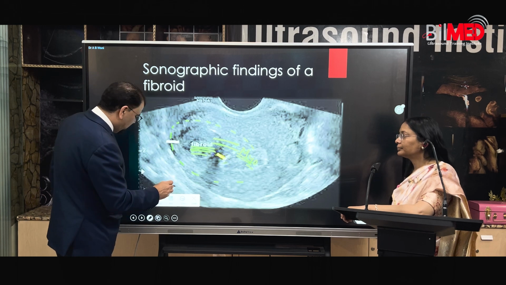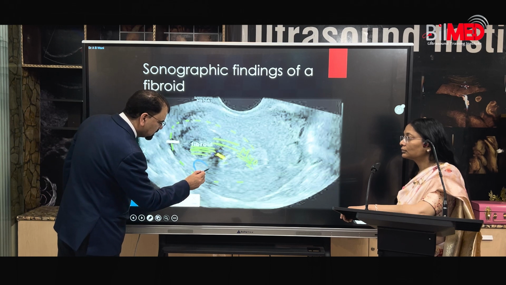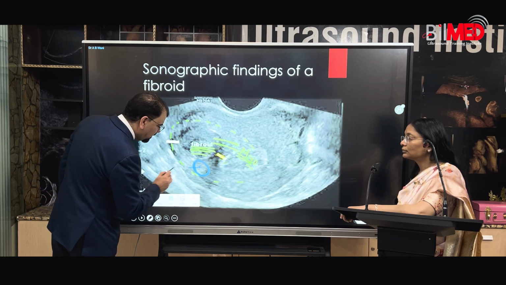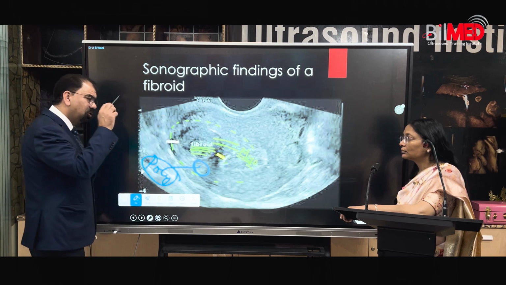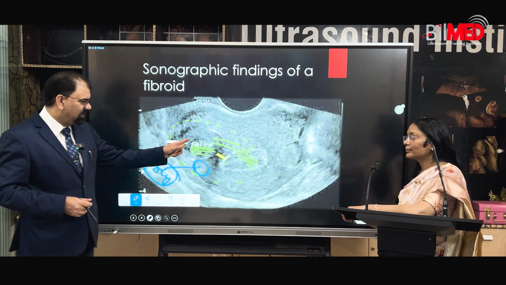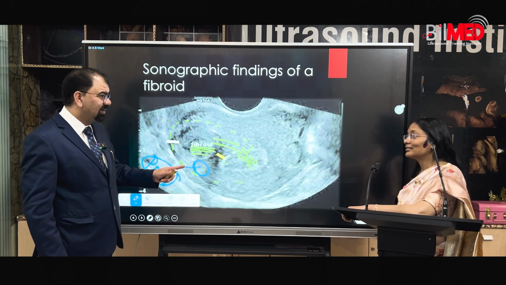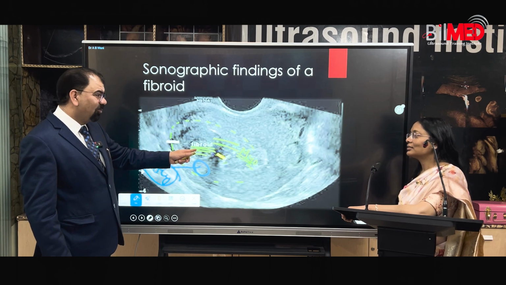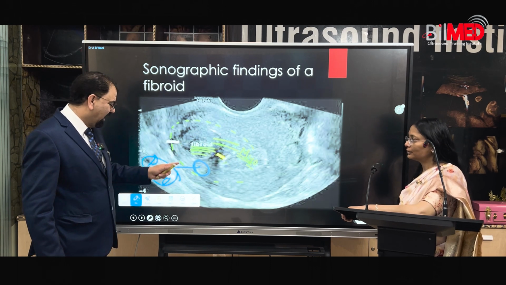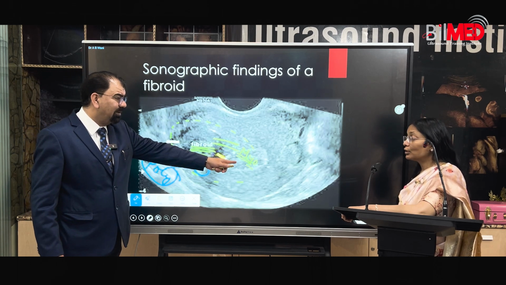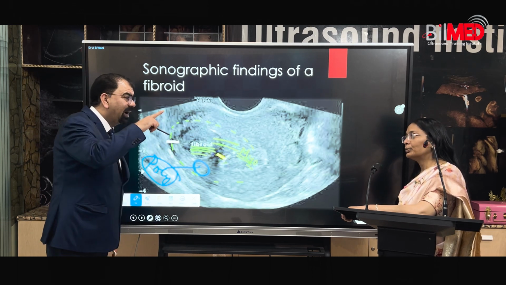Now, if there is a polyp over there, the echogenicity of this polyp will be more than a fibroid, yes or no? Very good. The echogenicity does not depend on location. If it is a fibroid, then it has to be equal to the myometrium echogenicity-wise. And if it is a polyp, it will be more than the myometrium, but almost equal to the endometrium.